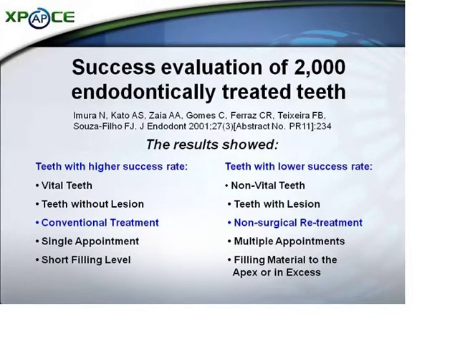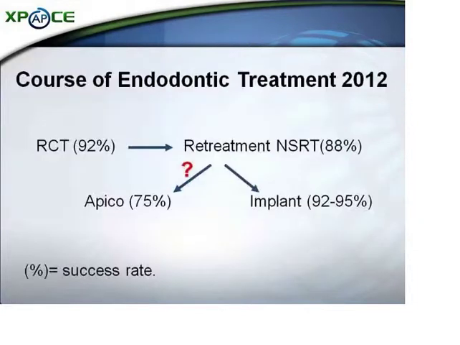Now, conventional treatment versus non-surgical retreatment. What we found here is that on average, around the world, root canal is about 92% successful. If you retreat it, it's about 88% successful. If the retreatment doesn't work, if you do an apico, it's roughly 75%. If you're using the microscope, the percentage does go up. If you do an implant, it's roughly 92% successful.